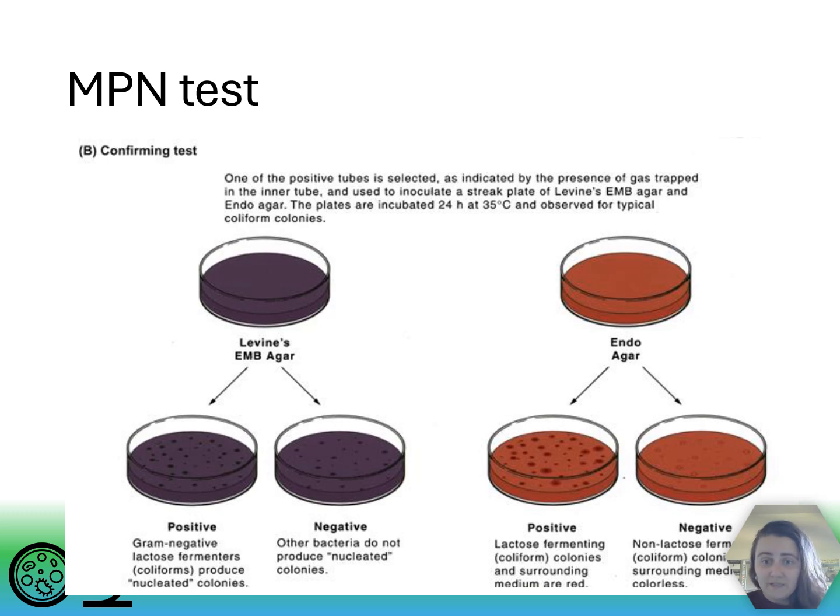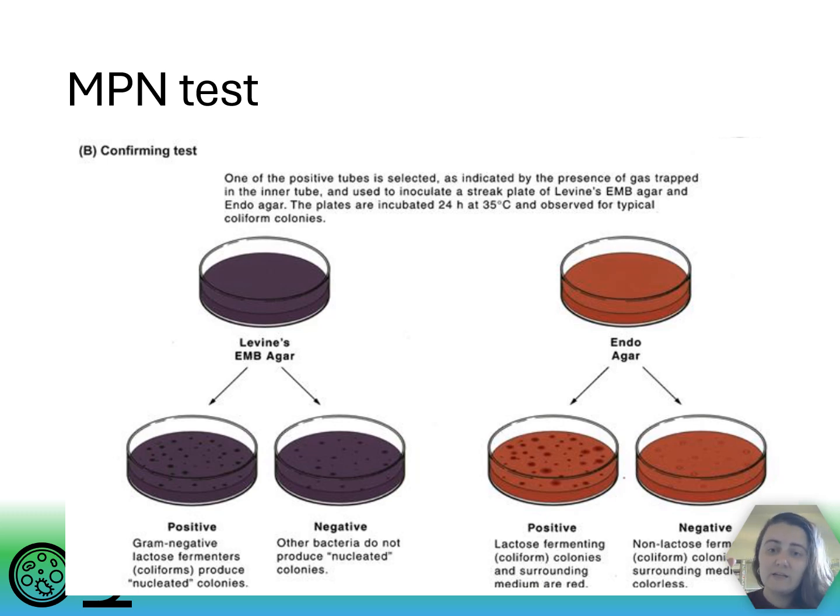The confirming test basically, we'll take one of those samples and we will use specific agar designed for total coliforms to do either a positive or negative test. So we have, for example, endo agar or this Levine's agar on the left side of the screen, and we can take the same water sample and we can plate it out to see if we get positive or negative results. And these specific agars confirm that MPN test. That's why it's called the confirming test.